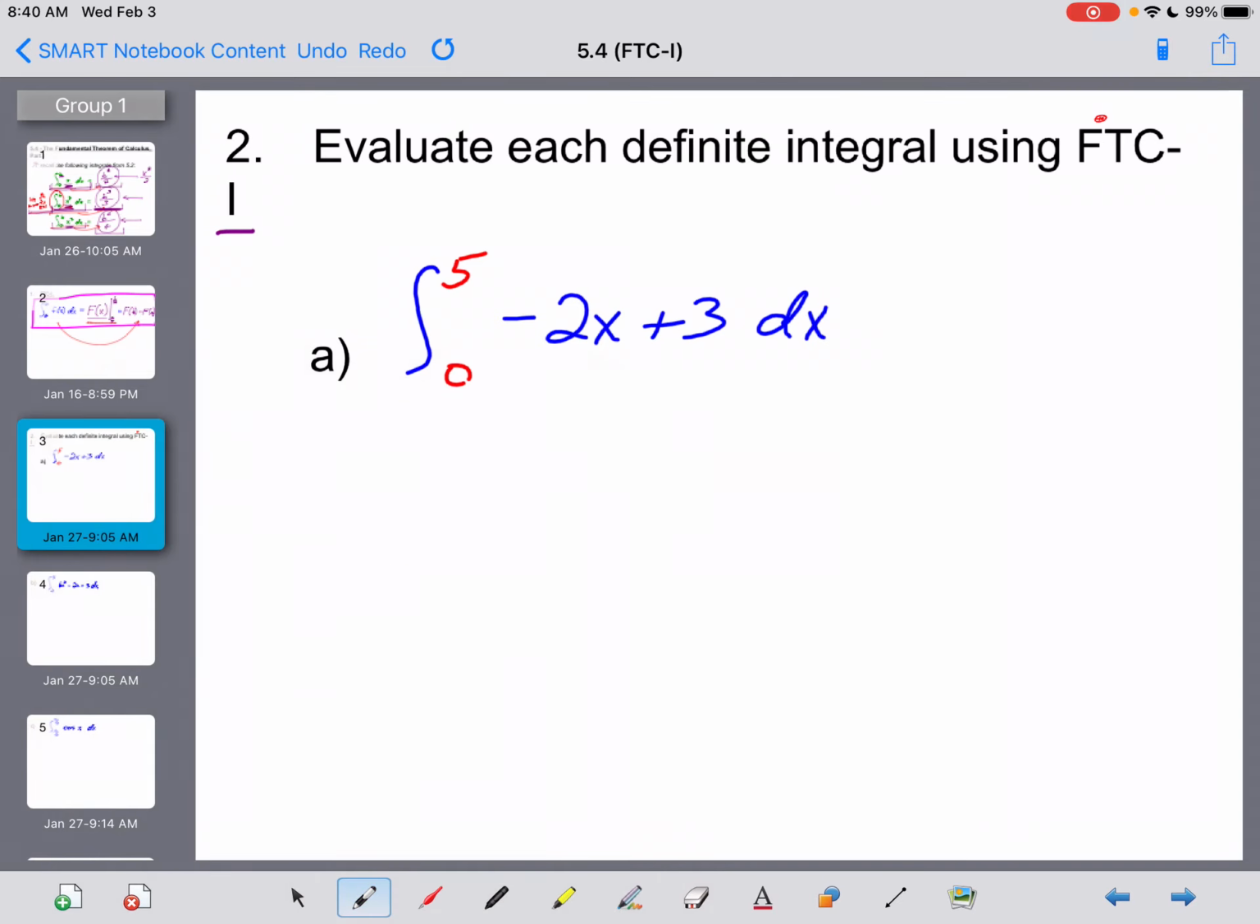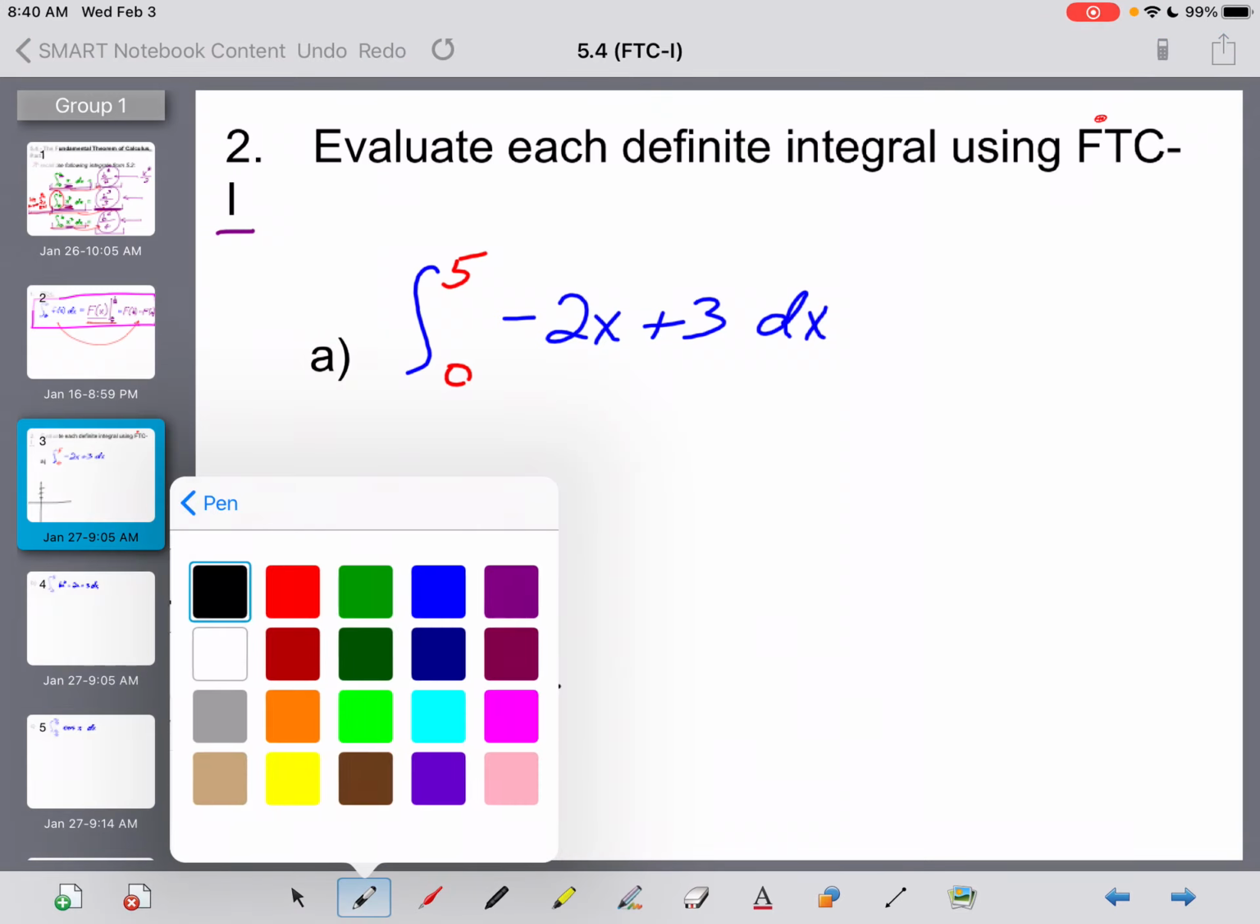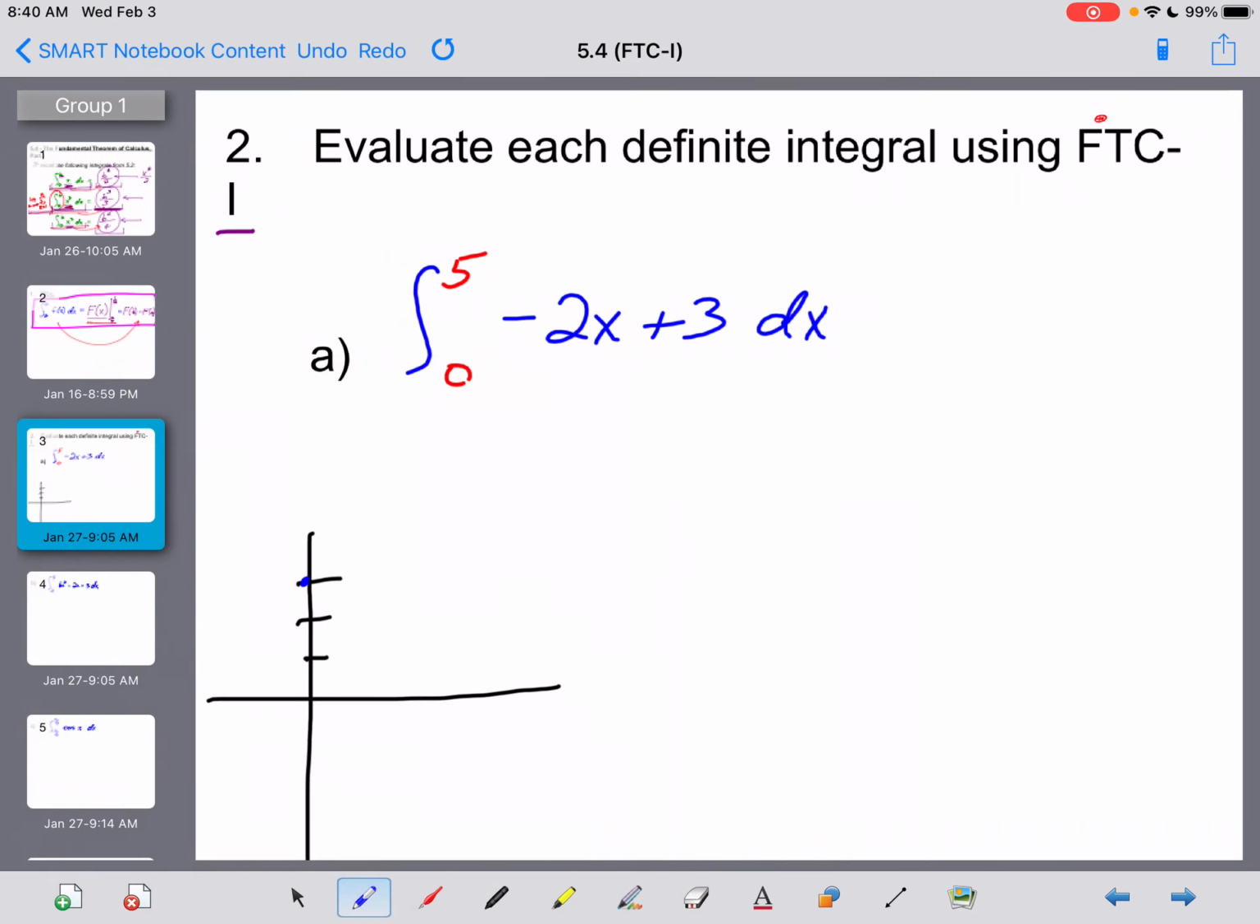We are trying to integrate a linear function, negative 2x plus 3, on the interval from 0 to 5. And because this is a linear function, geometry will work for us, everybody. Let's see what we know. This function has a y-intercept of 3. So I'm going to make a y-intercept right there at 3, and a slope of negative 2. So down 2, right 1, down 2, right 1. Okay, I think I get it because I'm pretty good with linear functions. Go me. All right, so there's our function.